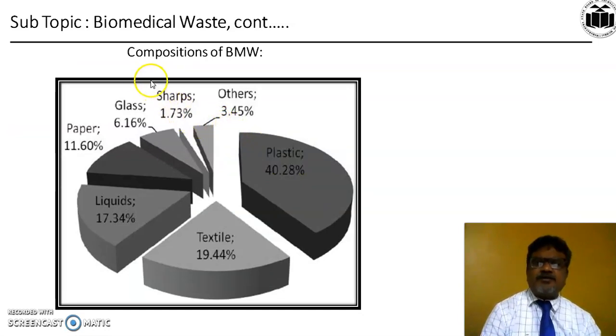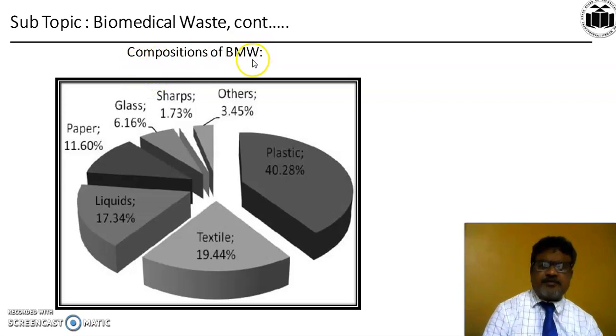Now next part is composition of biomedical waste. So this picture shows compositions of biomedical waste. Biomedical waste constitutes plastic as 14.28%, textile or cloth as 19.44%, liquid waste 17.34%, paper 11.6%, glass 6.16%, sharps 1.73% and other fraction of biomedical waste as 3.45%.